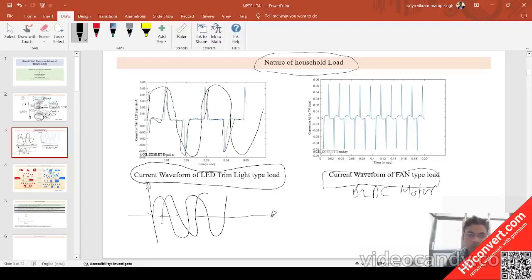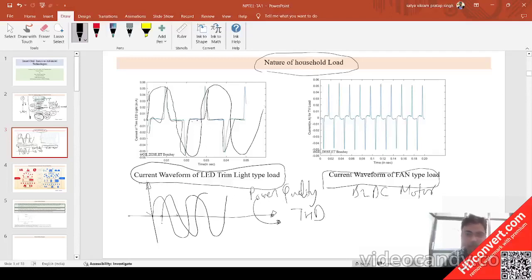It means that there are certain power quality issues, which are measured in terms of total harmonic distortion. If you have any doubt, you can ask me in between. Suppose you have a doubt about what this total harmonic distortion is or why the sinusoidal waveform, you can always ask.